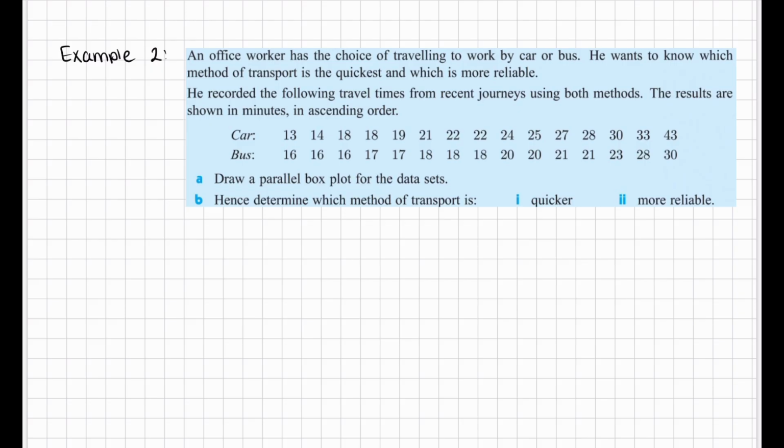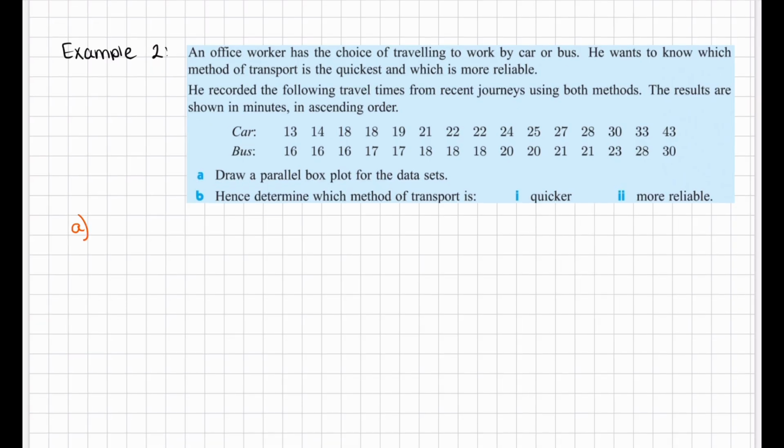What a parallel box plot is, where we have two box plots that are drawn on the same scale. First thing we need for both sets of data are the 5-number summary. So for the car, we need our minimum, quartile 1, median, quartile 3, and maximum. And we need that for both the car and for the bus.